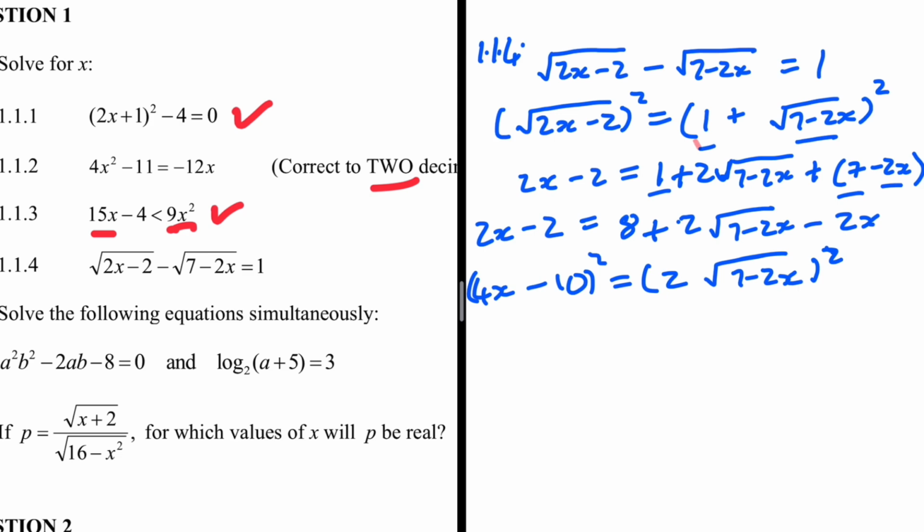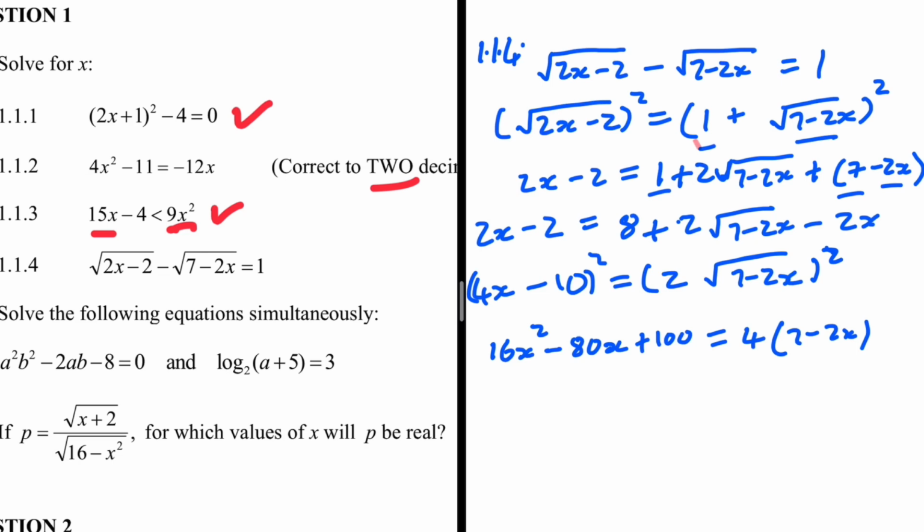So let's square both sides. Okay, 4x minus 10 squared. What are we going to have in that case? We're going to have 16x squared. And then 4x multiplied by minus 10, that is minus 40x. Multiply that by 2, minus 80x. And then minus 10 multiplied by minus 10, that is plus 100. This is equal to 4, 2 squared obviously, times 7 minus 2x. Okay, there we go.